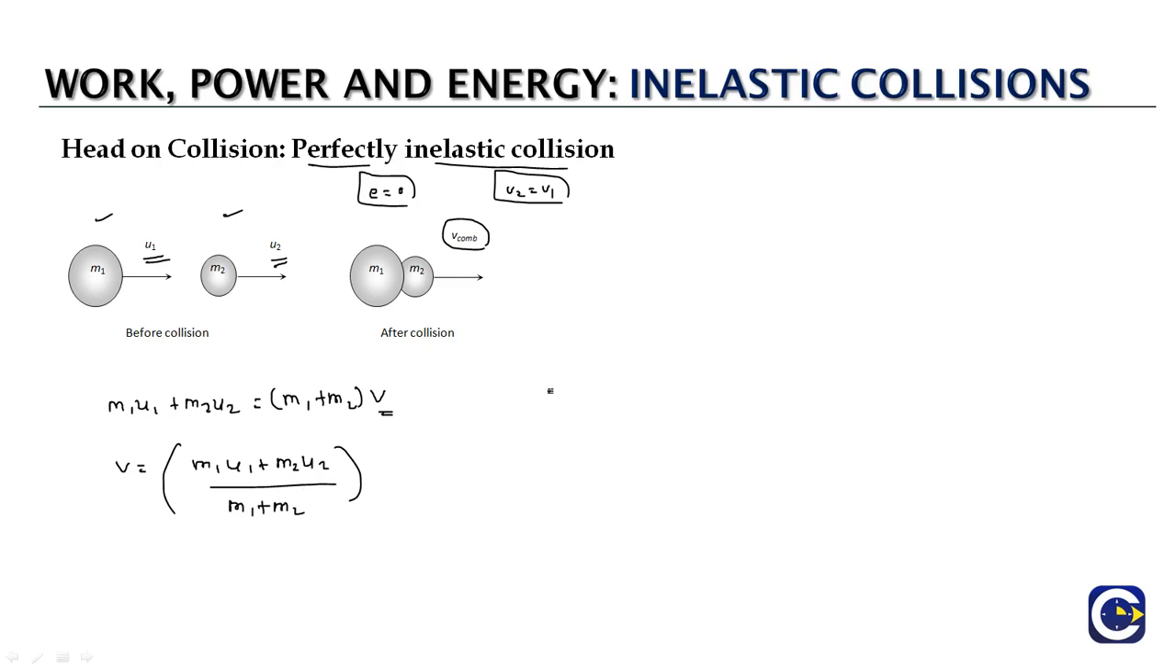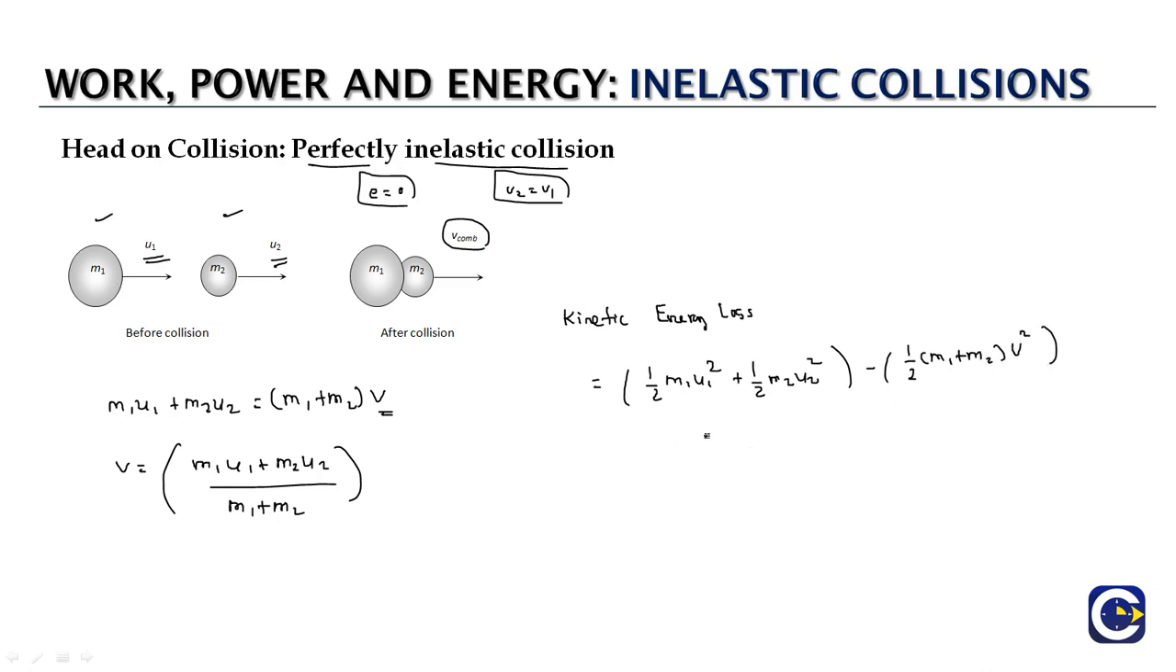And if you want to calculate the kinetic energy loss, it will be given by the initial kinetic energy of the particles, total value half M1 U1 square plus half M2 U2 square, which is the total initial kinetic energy of the particles, minus the total final kinetic energy of the particles, which, if both of them are sticking together and moving with a common velocity, we can take as an object of mass M1 plus M2, and the common velocity will be V.